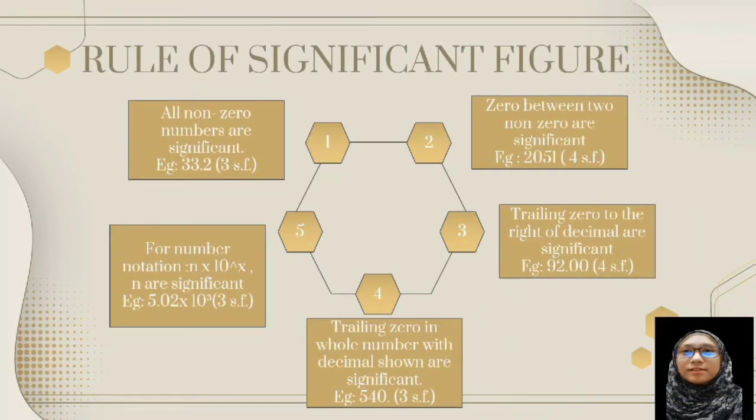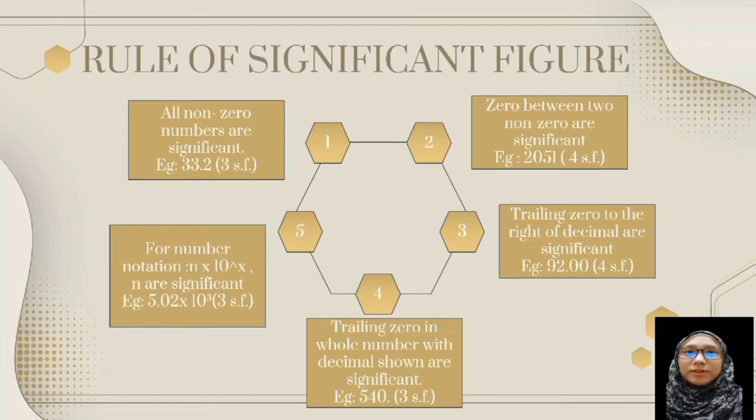First, all non-zero numbers are significant. For example, 33.2 has three significant figures. Number 2, zeros between two non-zero digits are significant. For example, 2051 has four significant figures.